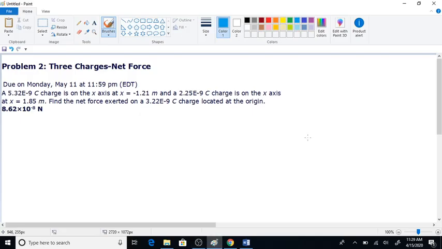So, problem 2. Three charges and a net force. I alluded in the first video to our plan of attack: draw a picture and decide the way the forces are going to play out, but then use Coulomb's law without positive and negative signs. Once we get the forces, draw free body diagrams and then figure it out. So what we're going to do here is draw a diagram.